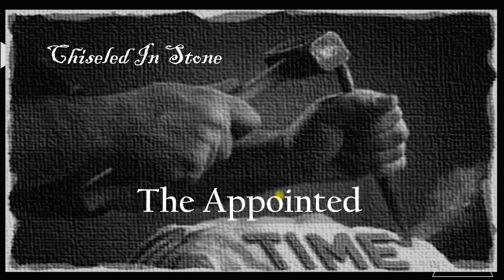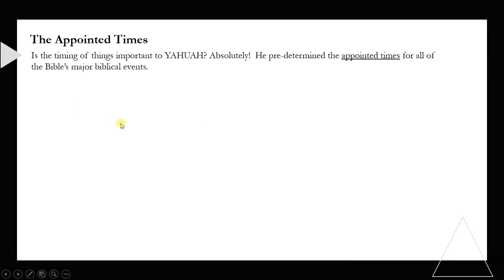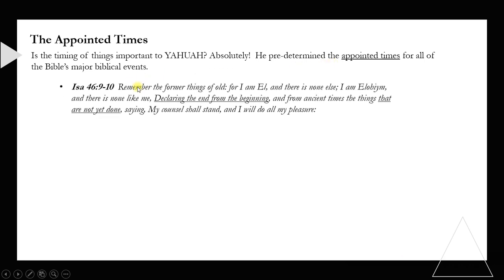So now I want to show you that these times that we are talking about were appointed. They were appointed from Genesis 1. And I want to show you that the scripture tells us that they are appointed. We can begin reading this. Okay. Is the timing of things important to Yahuwah? Absolutely. He predetermined the appointed times for all of the Bible's major biblical events.